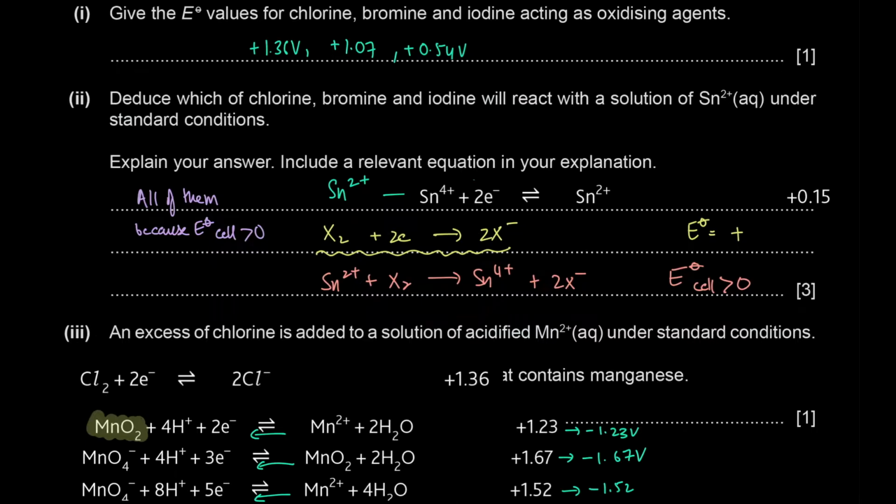So here chlorine can oxidize manganese to MnO2, but it won't be able to oxidize MnO2 further to MnO4-, nor will it be able to oxidize Mn2+ directly to MnO4-. So the final product over here will be manganese(IV) oxide.